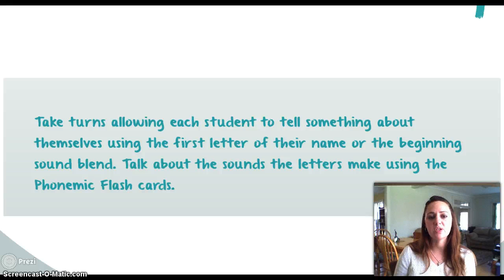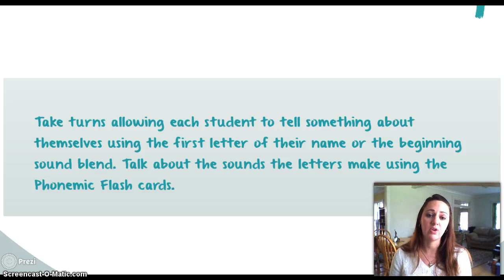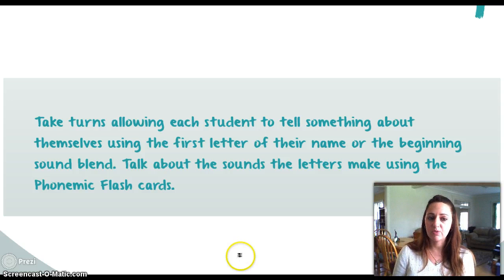This is a point where students could be sitting in a group time where we take turns allowing each of the students to tell us something about themselves using the first letter of their name, or a beginning sound blend that's in their name, kind of like the way mine is. As we're sitting in a group, the idea would be to have the phonemic cards ready so that when each student comes up, and obviously their letters are different, we would get to look at the phonemic card that goes with the first sound in their name.